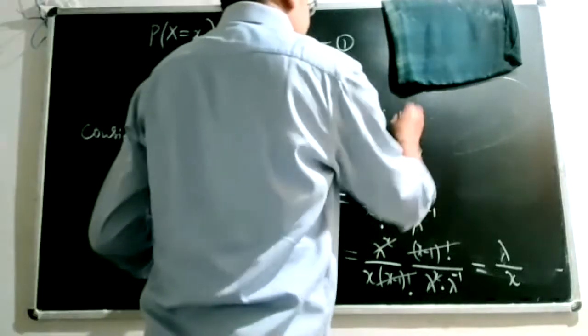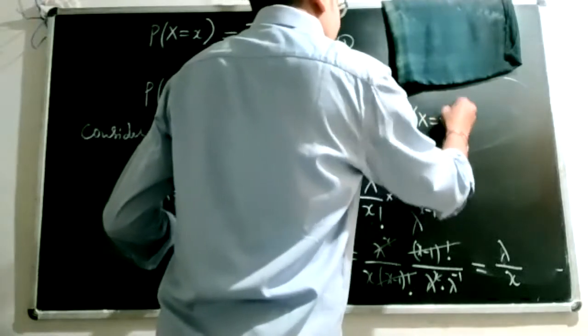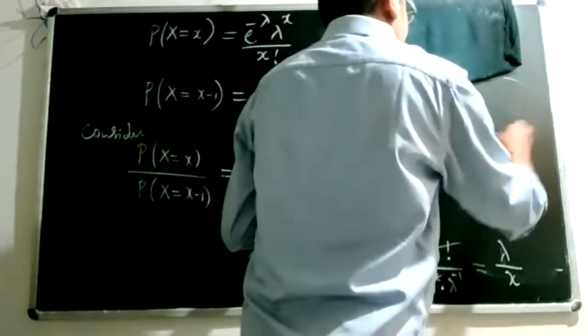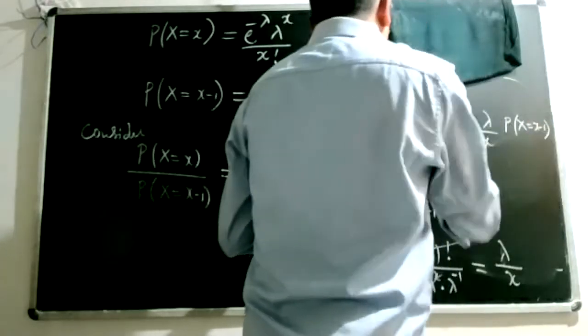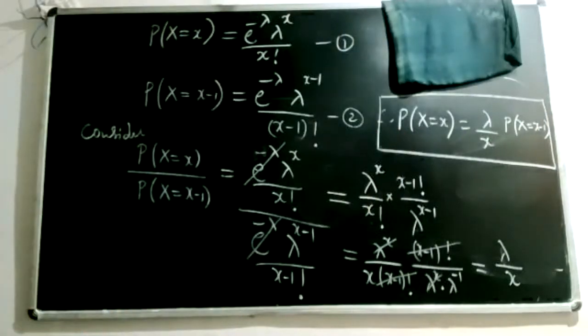Therefore, we can now say P of X equal to x equals lambda by x into P of X equal to x minus 1. We were familiar with this because we used this relation in obtaining the probabilities in the practical class. This is the derivation. It is very much easier.